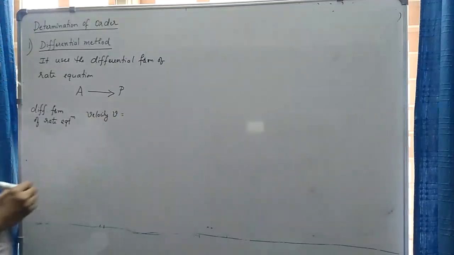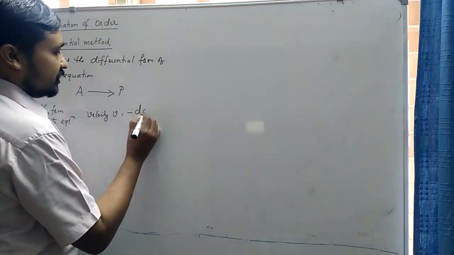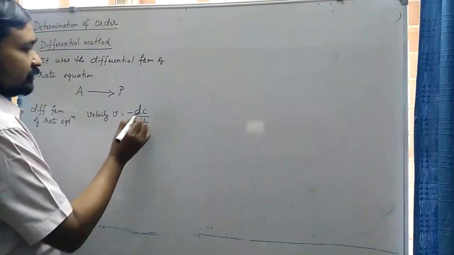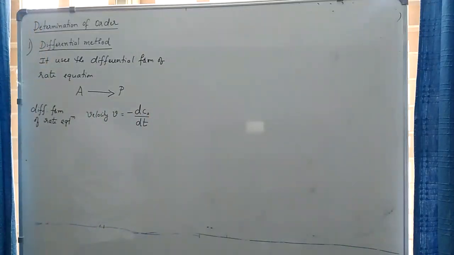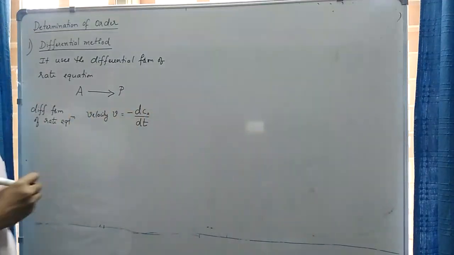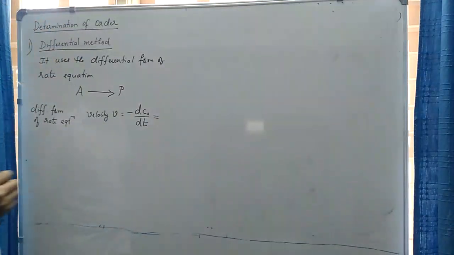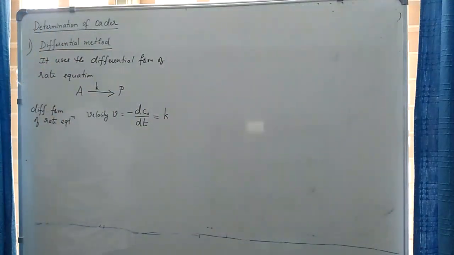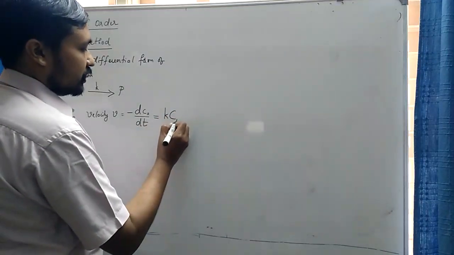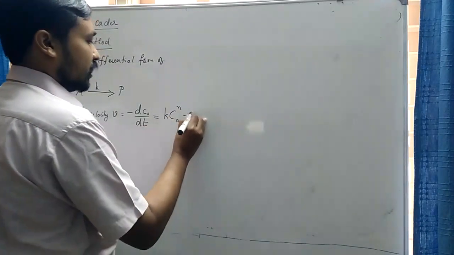velocity V, that is, rate of the reaction, or velocity V of the reaction, is minus dC by dt, where C represents the concentration of the reactant. I will write it as Ca, the concentration of the reactant A, the minus sign specifying that it is the concentration term of the reactant. So rate of the reaction, minus dCA by dt, generally we write as K, the rate constant of the reaction, into the concentration of the reactant A at that particular instant of time t, raised to the order of the reaction n.